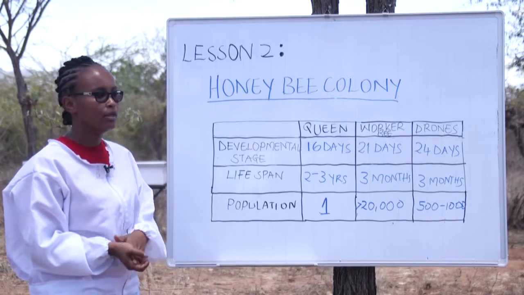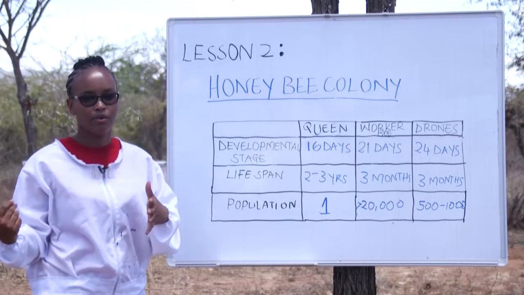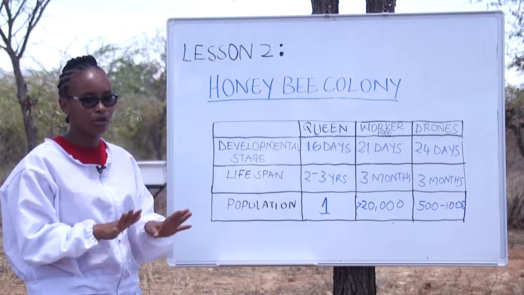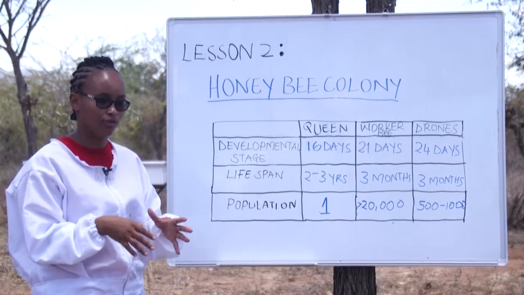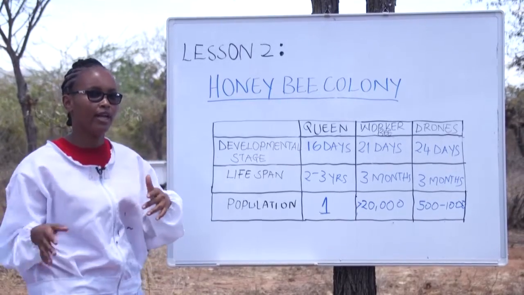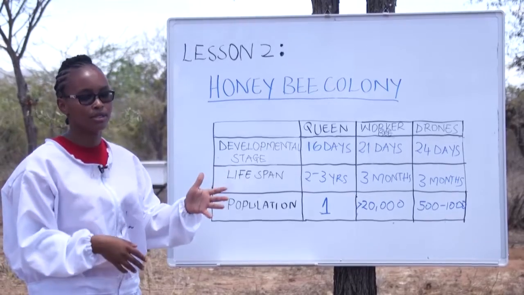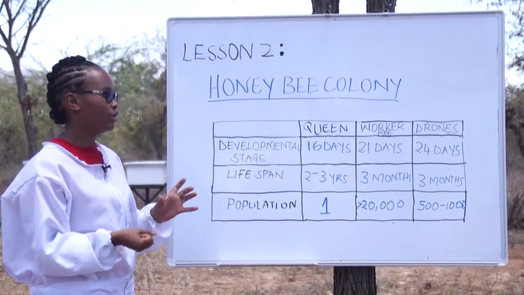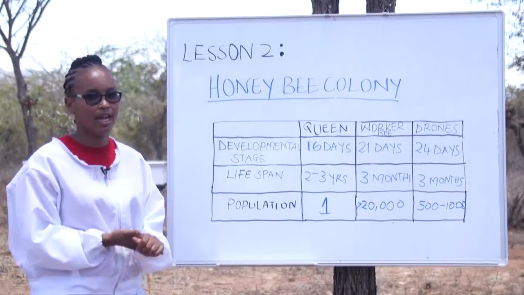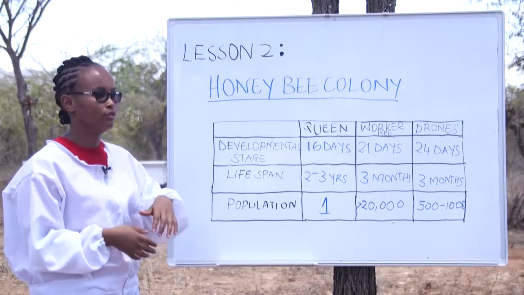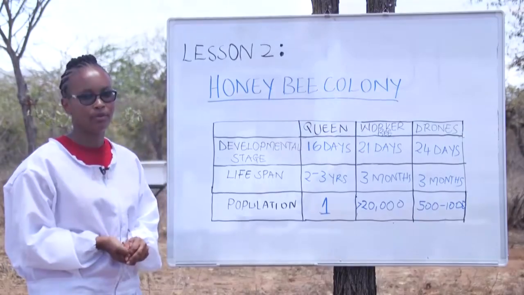So a queen will choose to have a few hundred drones, and especially in places where there's winter, when winter is approaching, they will stop the production of drones completely and then start again during summer, because it's the mating season. So it is important for the queen to have a few hundred drones in her hive to ensure continuity of other colonies outside there.